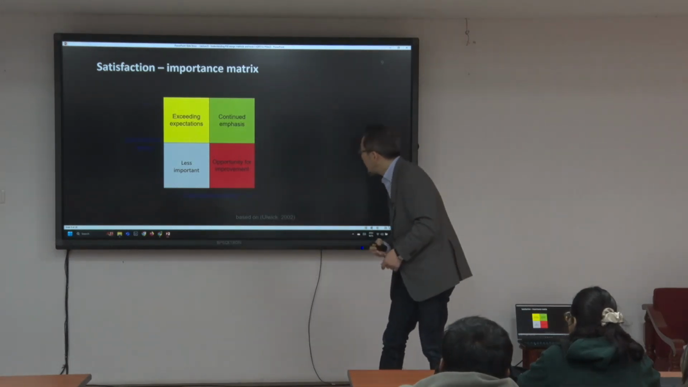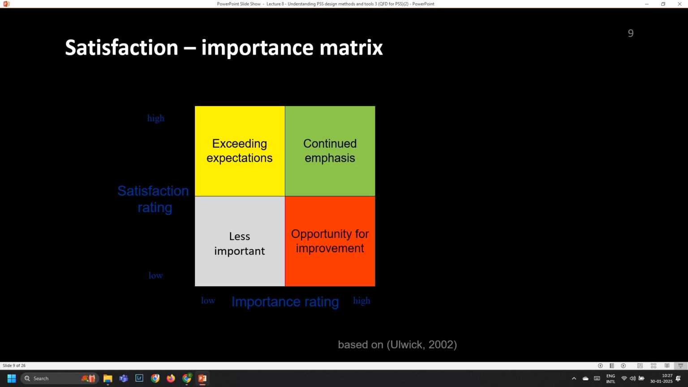And for the vertical axis, more satisfied currently is the upper half, and less satisfied is the lower half of the matrix. So then you see 4 different areas, right?